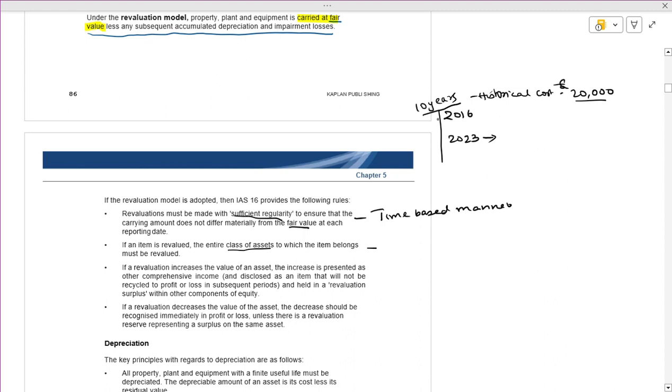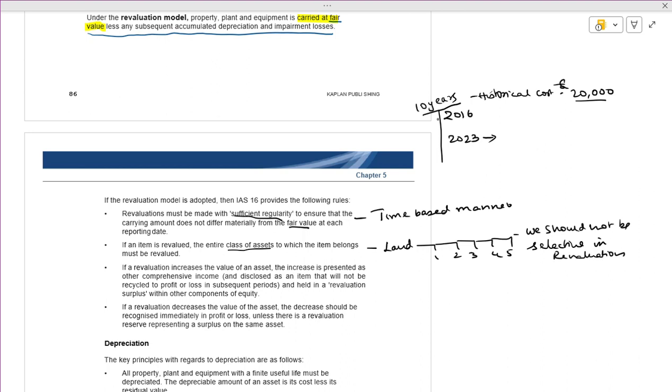If the item is revalued, the entire class of assets to which it belongs must be revalued. If we are revaluing land, and there are 5 different lands at different places, all the land should be revalued. We should not be selective in revaluation. This is the first point: it should be done sufficiently regularly. We have to do revaluation on all the assets.